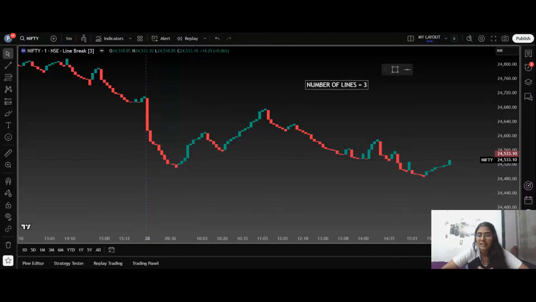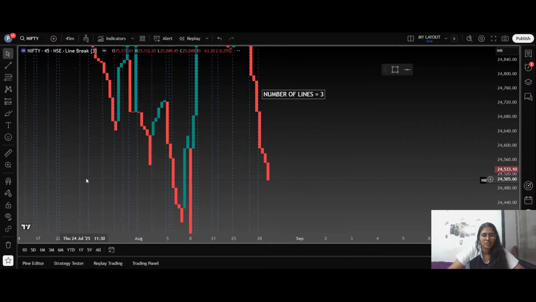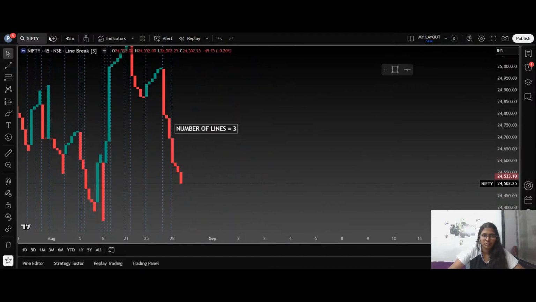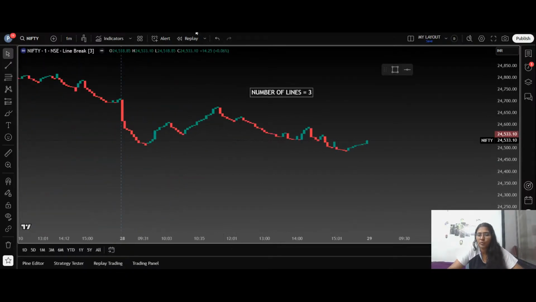So point number one, line break chart is also like a Renko chart. It cares about the time period, and this also changes when the time period changes, because this is also similar to the Renko chart. How is it different from the Renko chart? Suppose I took 14 points. The Renko chart sees when it moved by 14 points, and they make a break. But here, it is not like that.